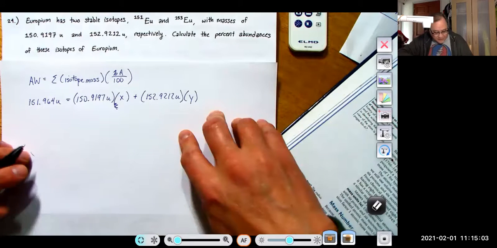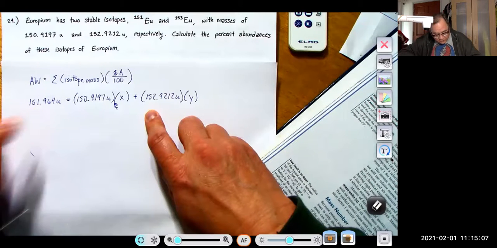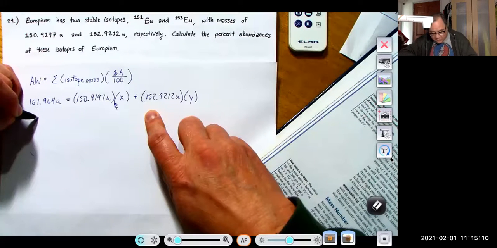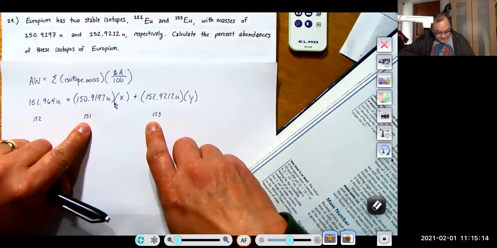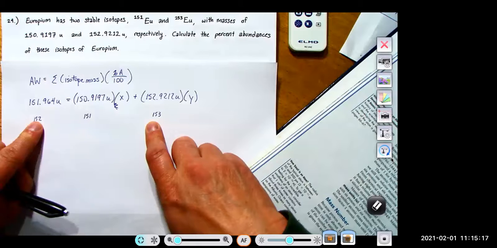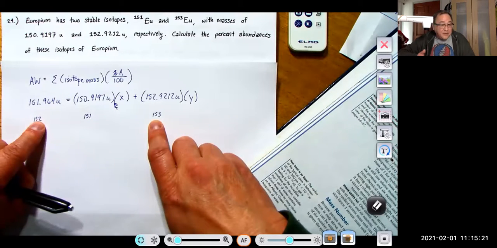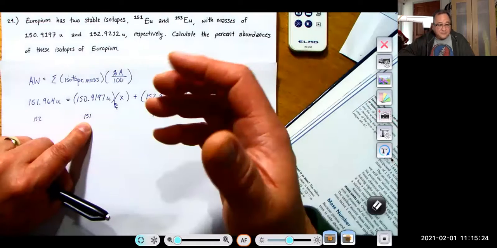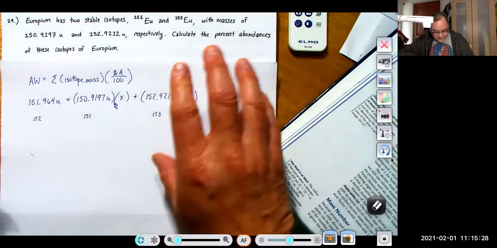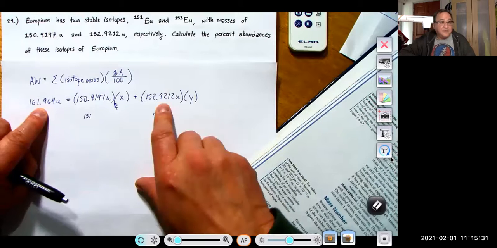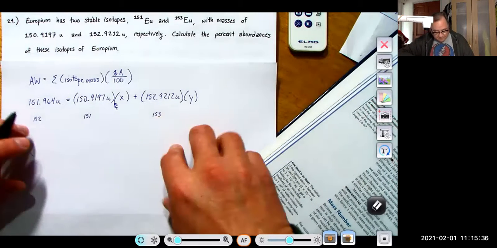Now, if we take a look at this mass here, 151.964, that's really close to 152. This is really close to 151, and this is really close to 153. Since this is a little closer to 151 than it is to 153, I think maybe there might be a little bit more 151. Okay, that's a guess, but it's so hard to tell because these numbers aren't precisely 153. All right, so let's move on.